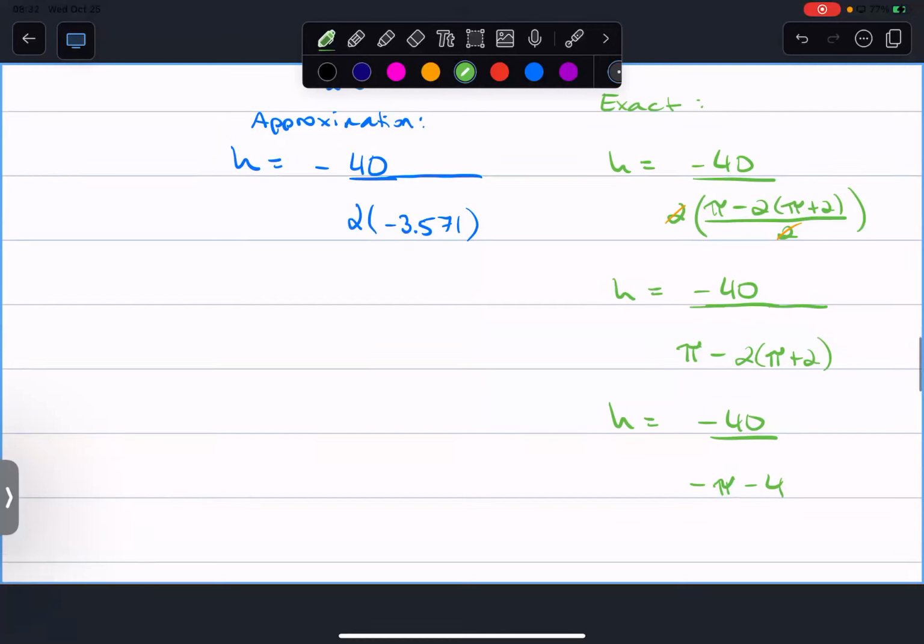Going back to the approximation, on my calculator, now I've got all the numbers on my screen, and usually I would just keep that and multiply it by 2 and then do negative 40 divided by that. And that's where this previous answer button comes in handy, right? And so whatever the previous answer was, you can do negative 40 divided by that previous answer. And so that's really handy.